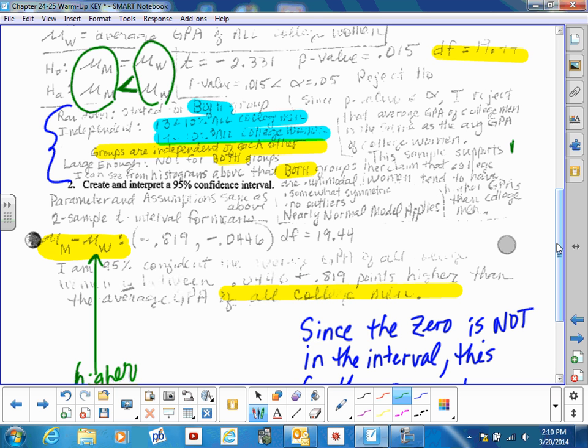Pick your stuff. No, homework 24 and 25 for Monday and Tuesday.